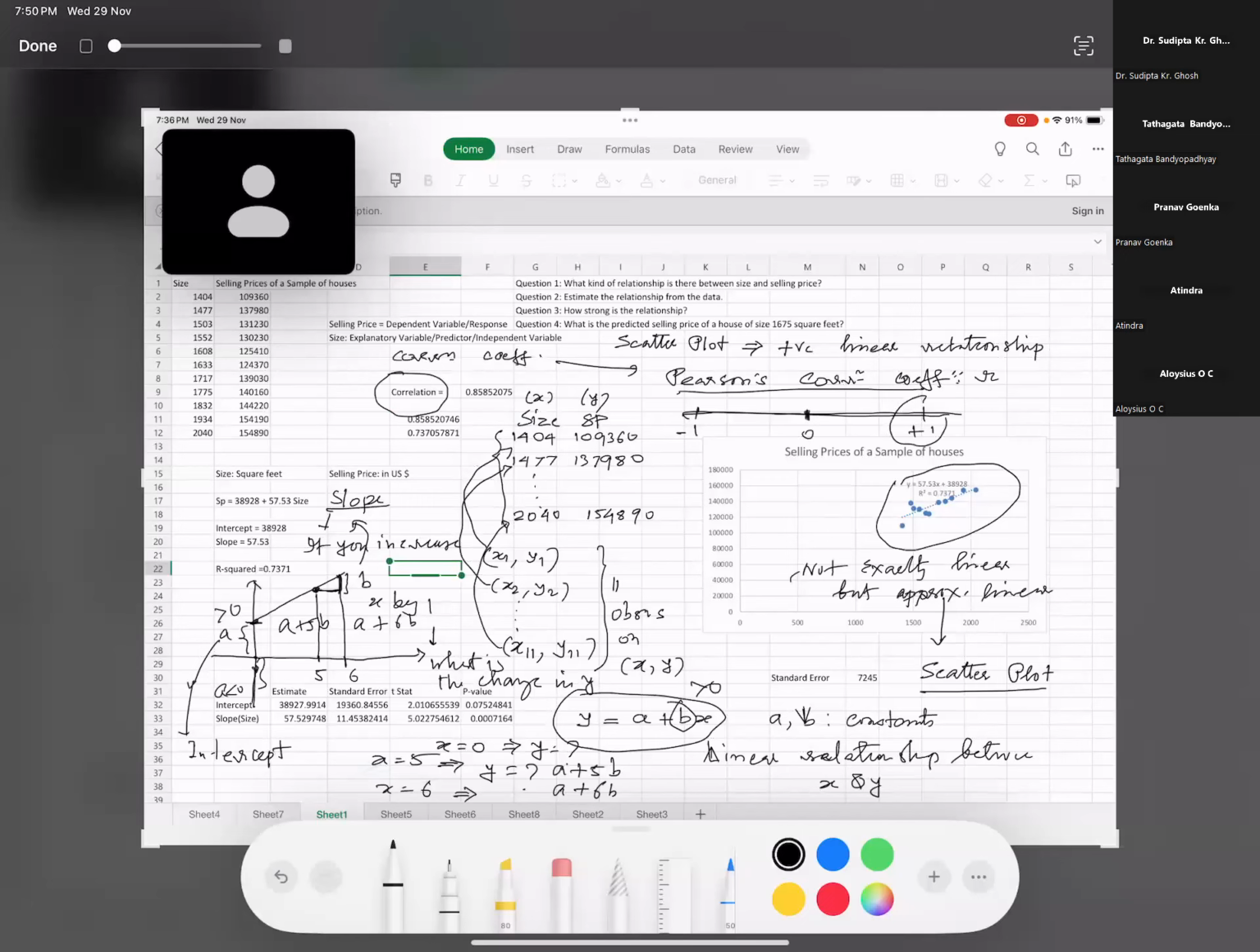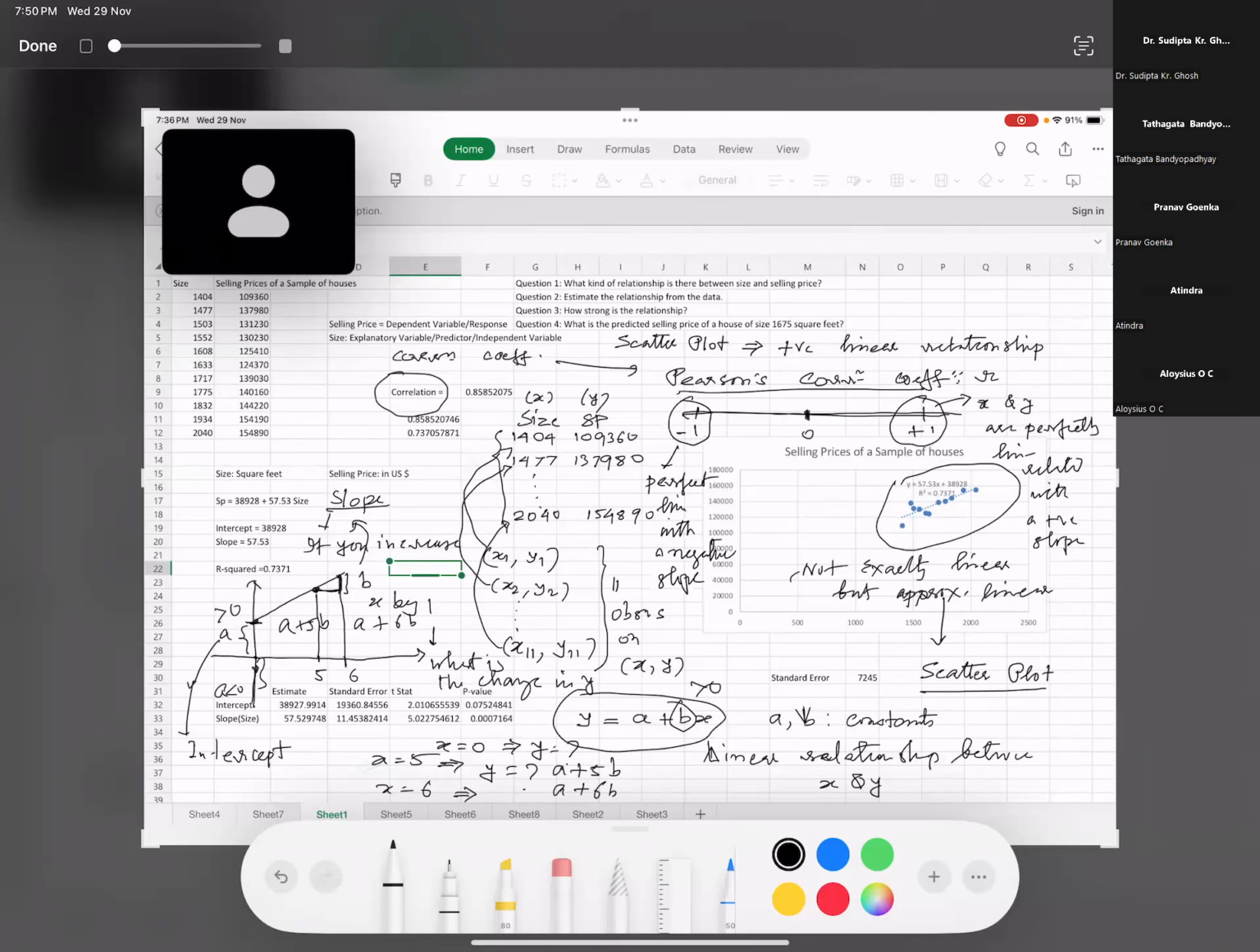And when R equal to +1, it means that X and Y are perfectly linearly related with a positive slope. And -1 means their relationship is perfect linear with a negative slope. Okay.